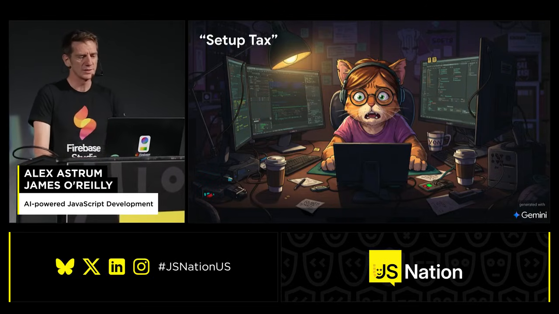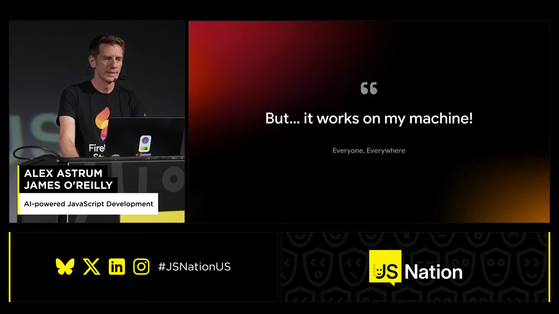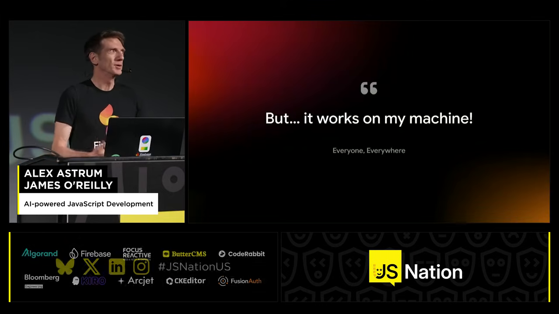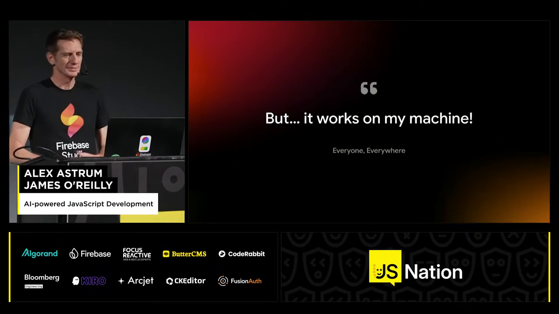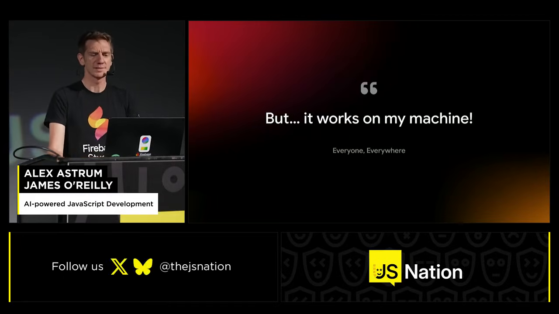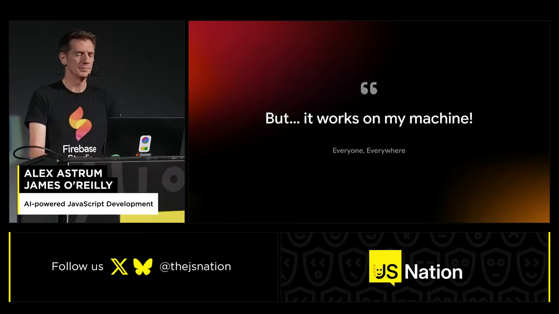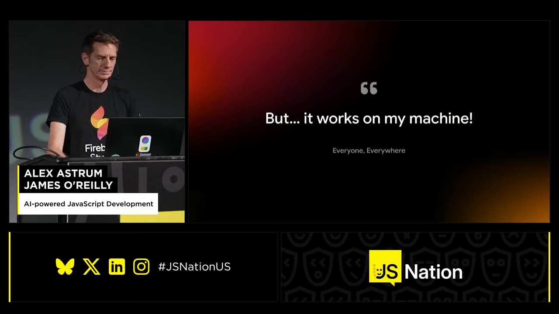And this leads us to the most infamous phrase in all of software development. The shield we use when QA raises a bug. But it works on my machine. We've all said it, we've all heard it, and while it's funny, it points to a fundamental problem. Our development environments are fragile, inconsistent, and a massive source of works here, breaks there bugs. This isn't just a meme, it's a symptom of a deep-seated issue in our workflows.